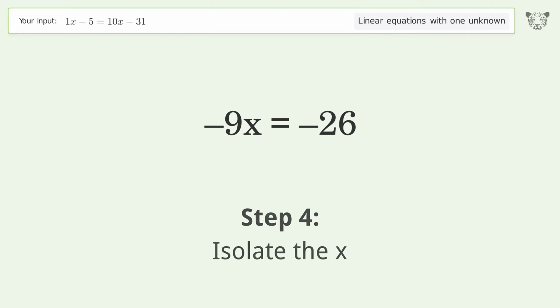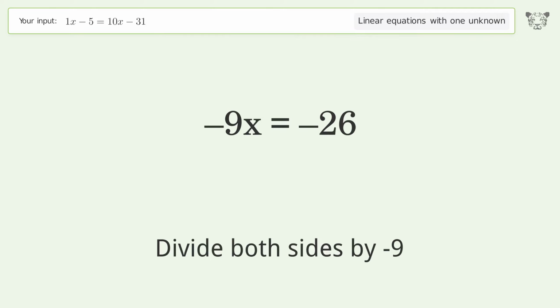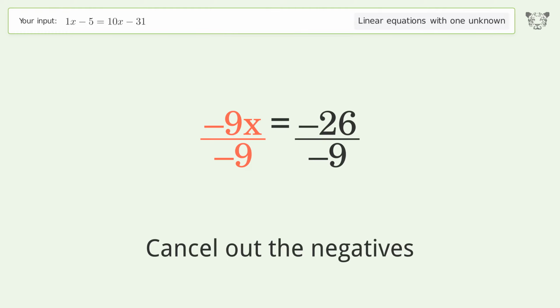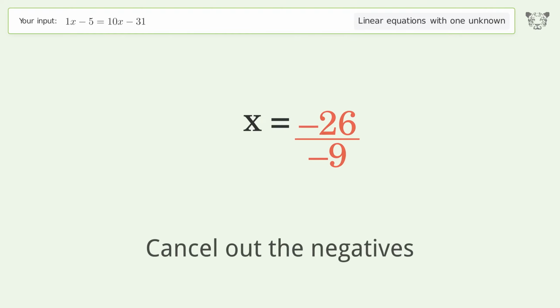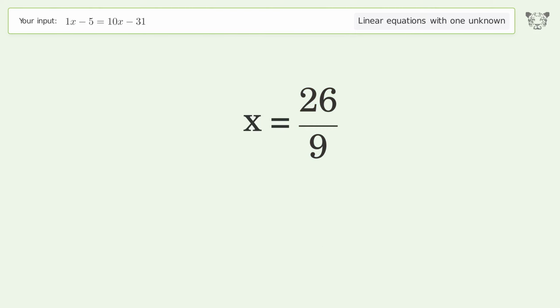Isolate the x. Divide both sides by -9. Cancel out the negatives. Simplify the fraction. Cancel out the negatives. And so the final result is x equals 26/9.